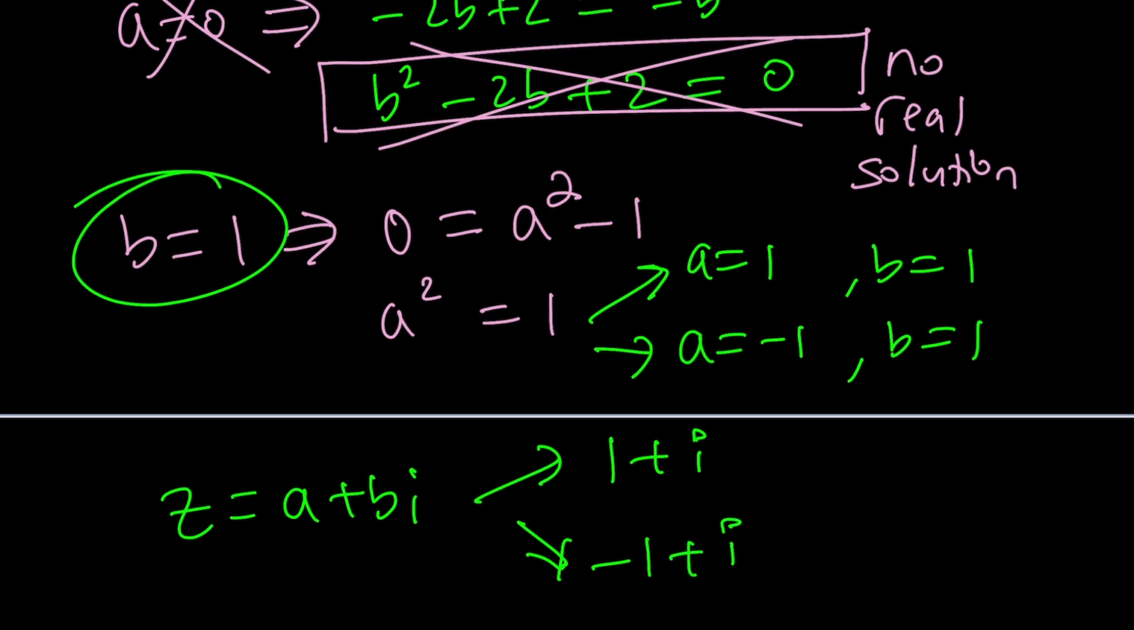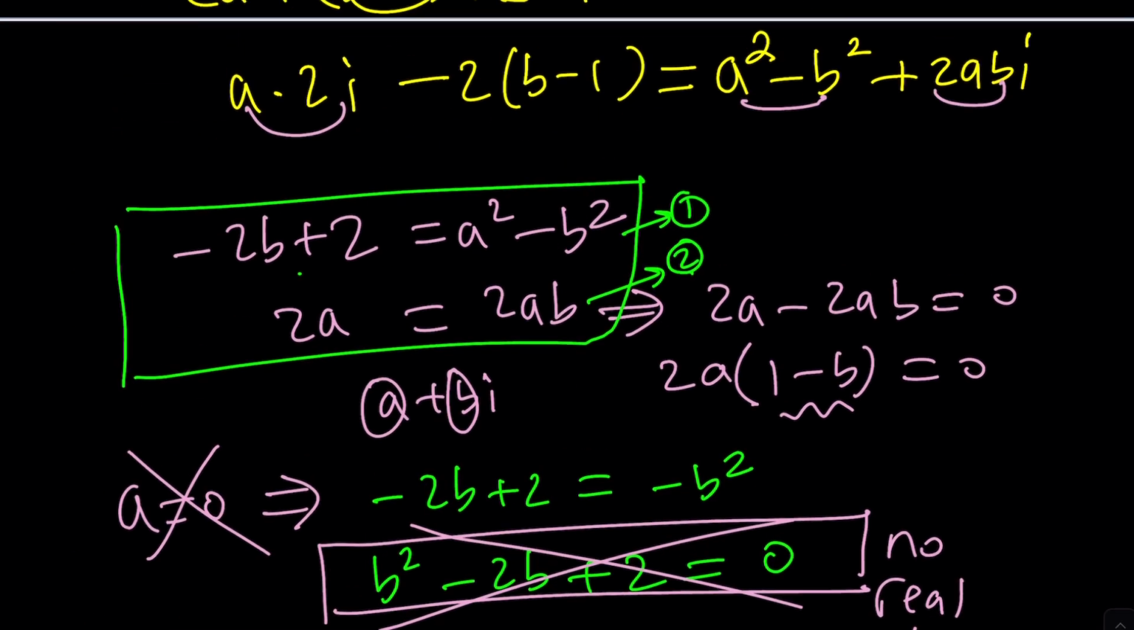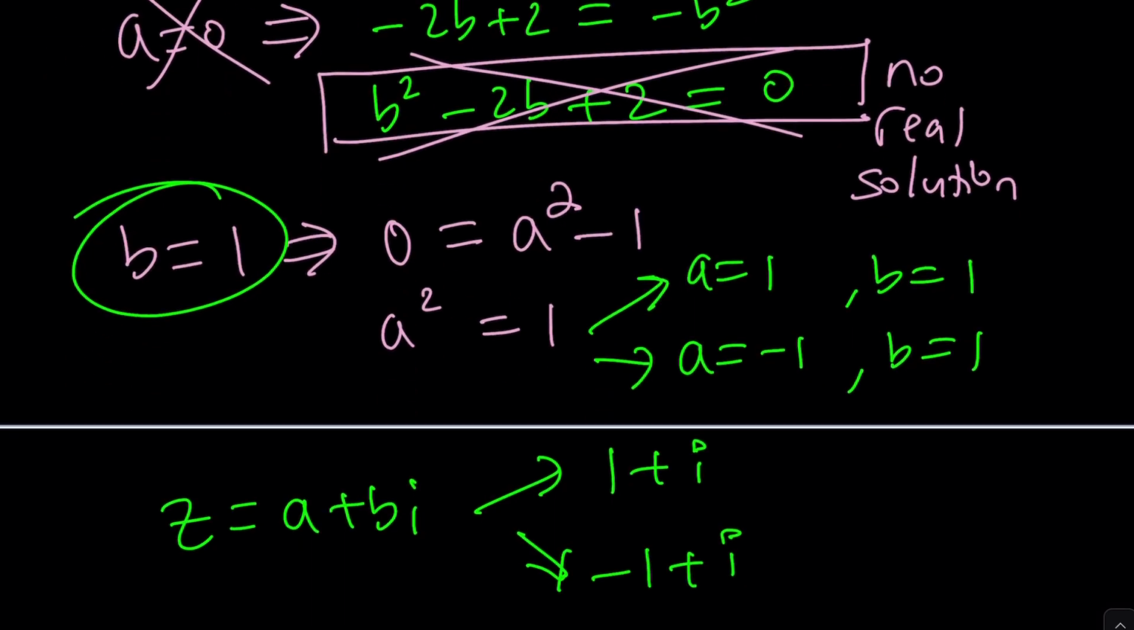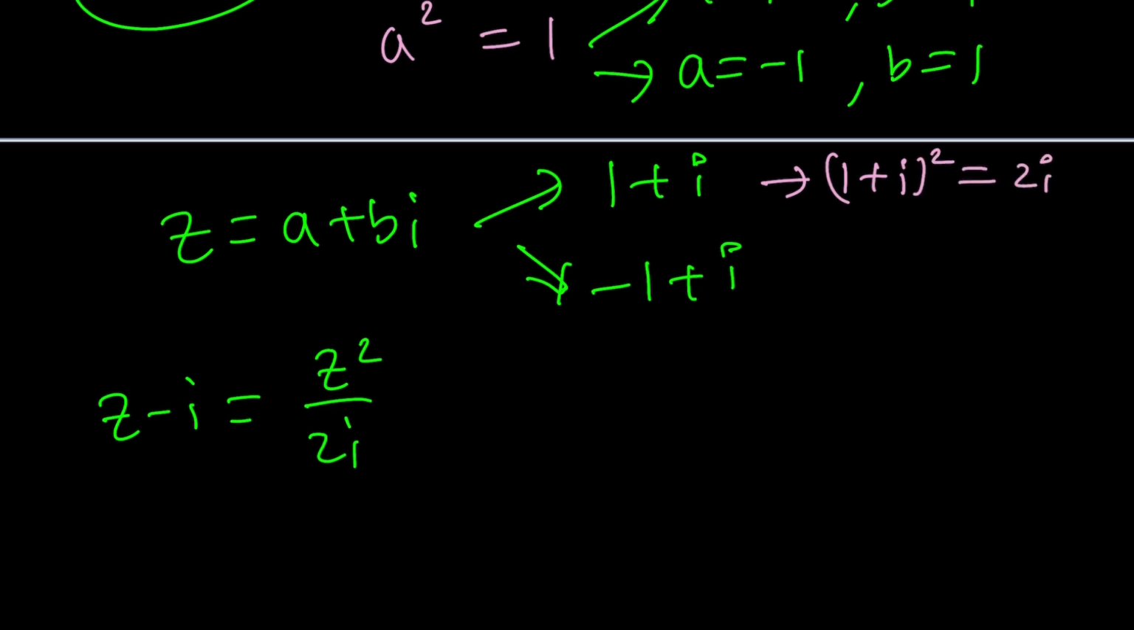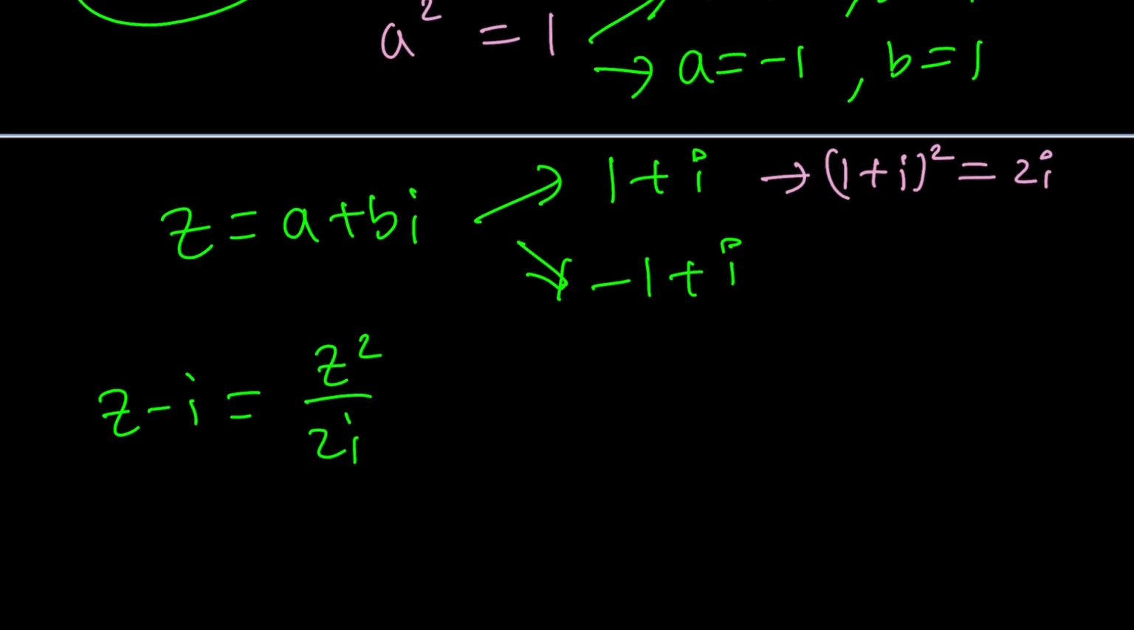So that's what I meant by maybe you can guess and check, because if you remember the original problem, what was the original problem? Okay, it was z minus i equals z squared divided by 2i. If you know that 1 plus i squared is 2i, then this problem will probably be easier for you. And of course, if you square negative 1 plus i, you get negative 2i because it's the opposite of 1 minus i. You see what I'm talking about?